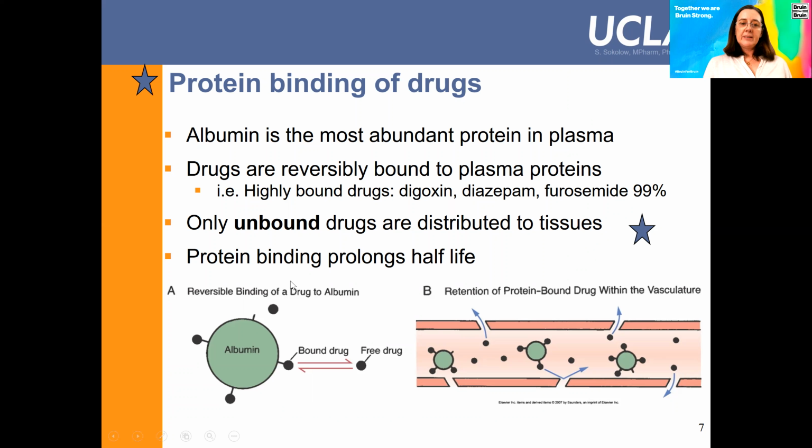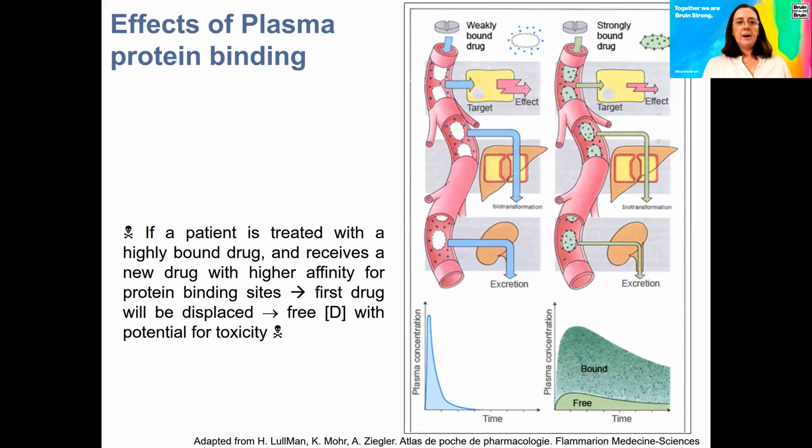And also the protein binding is going to prolong the half-life. It's going to prolong the time that the drug remains in the system, because the drug is going to be released slowly from the protein, and then, of course, it's going to go through the body slower than the drug that is not heavily bound to the protein. So here is the example between a drug that is weakly bound to the protein and a drug that is highly bound to the albumin.